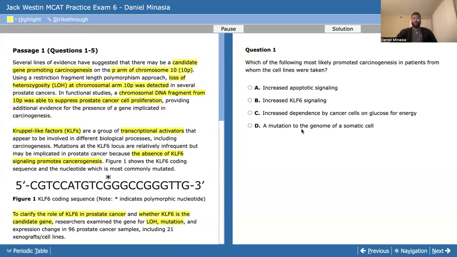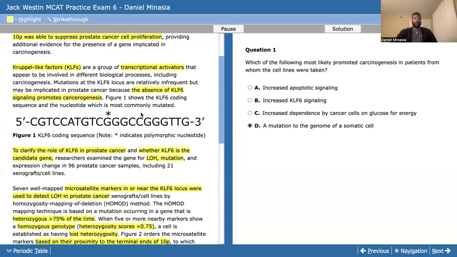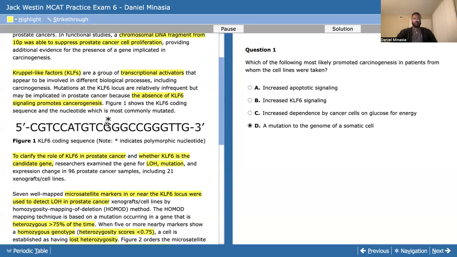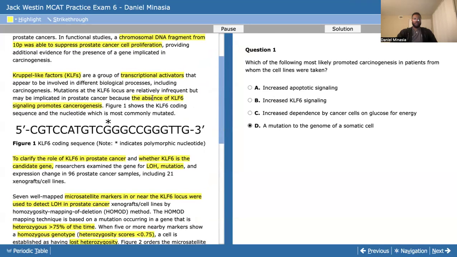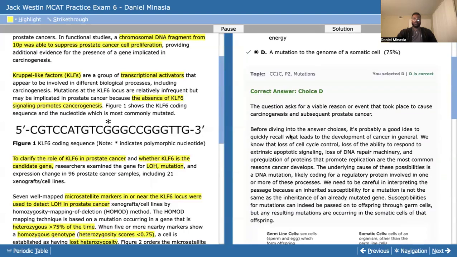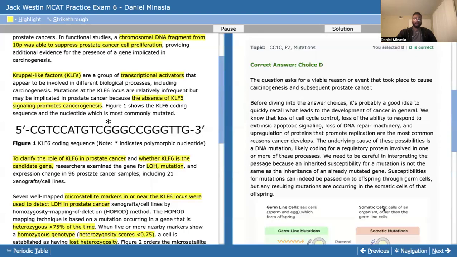A mutation to the genome of a somatic cell. Yes, correct. The mutation we're talking about here is loss of heterozygosity, which causes the loss of heterozygosity on the KLF6 gene locus. So that is the correct answer. Yes. Okay, so 75% of people got it right. Great job. All right, moving on.